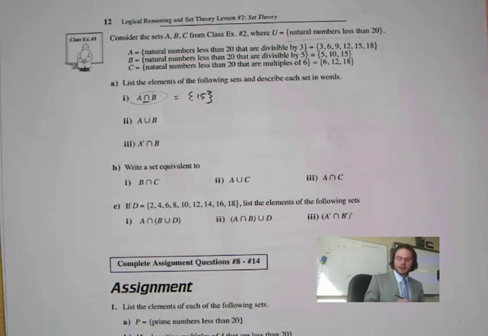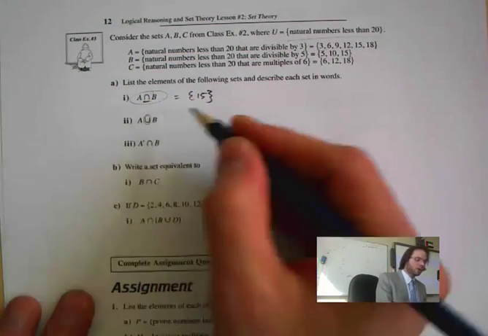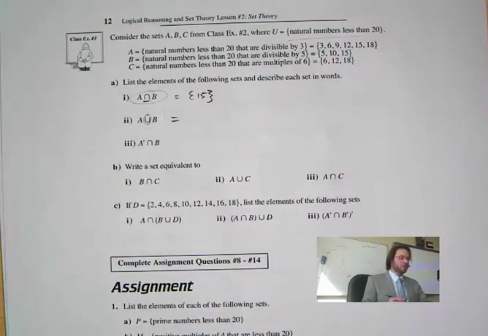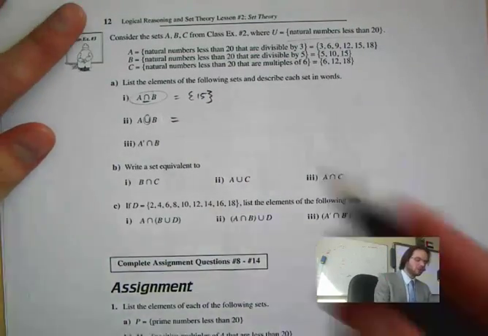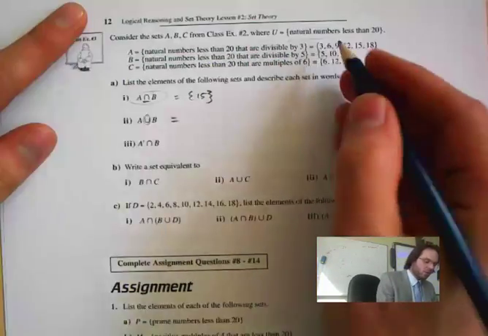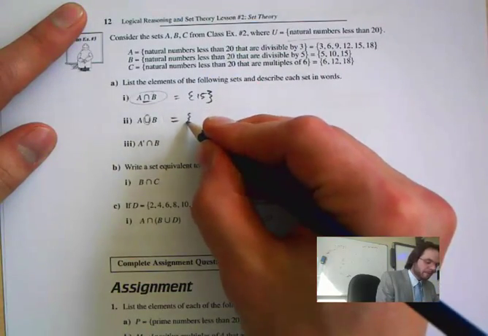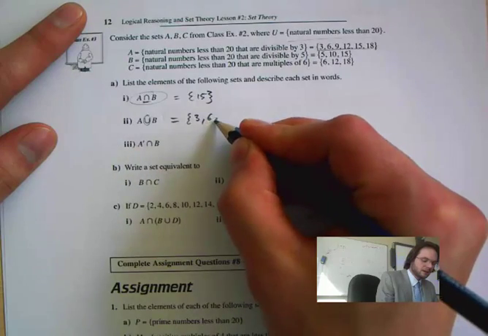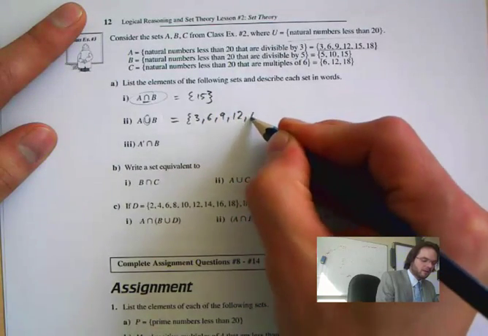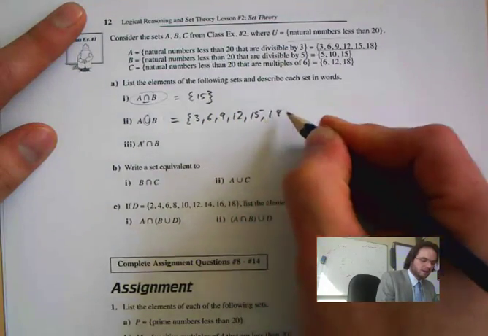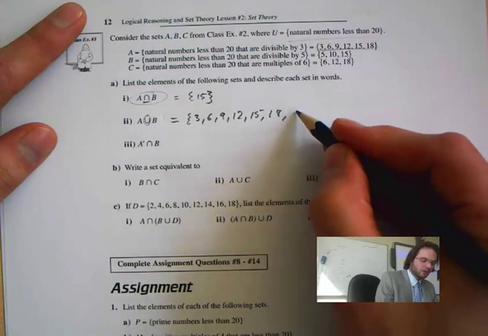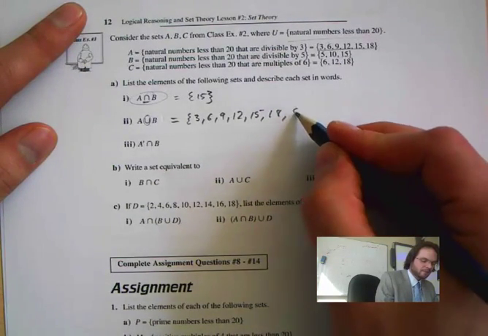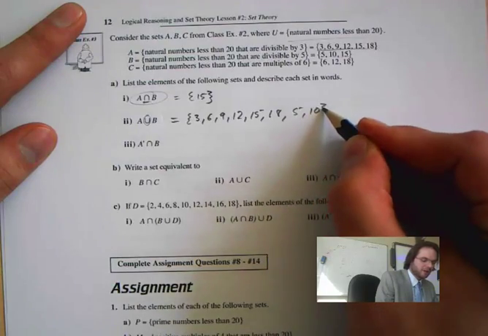This symbol here represents or. Okay, so which elements are in A or B? List them out. So that's going to be A or B. We have to look at this. So we have 3, 6, 9, 12, 15, 18. And then we also have 5 and 10. We don't write anything twice.